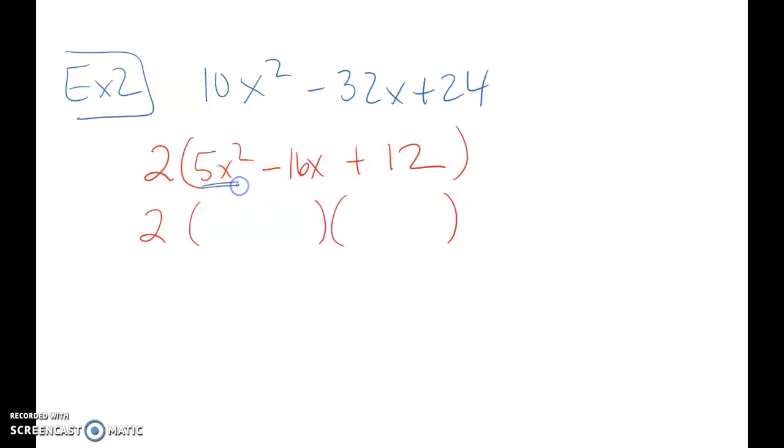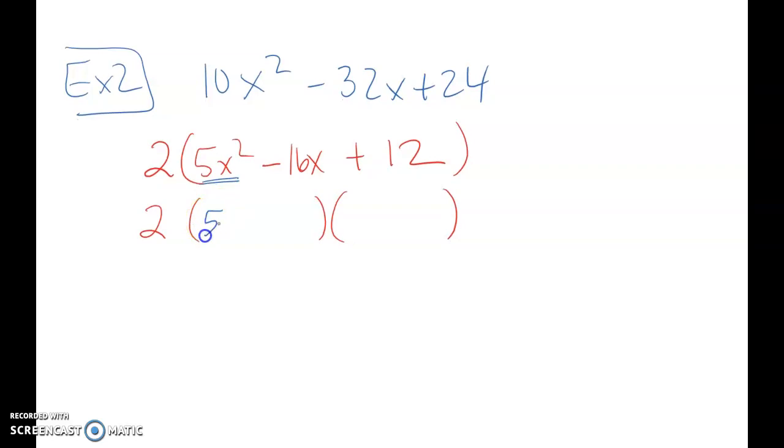So what multiplies to 5x squared? Well, 5x times x. Then I ask myself what multiplies to 12, and I'm going to try 3 and 4. So now I'm going to check if that adds to 16. So I have 3x and I have 20x. And so if I add those, I would get 23. If I subtract those, I would get 17. I would not get 16x.